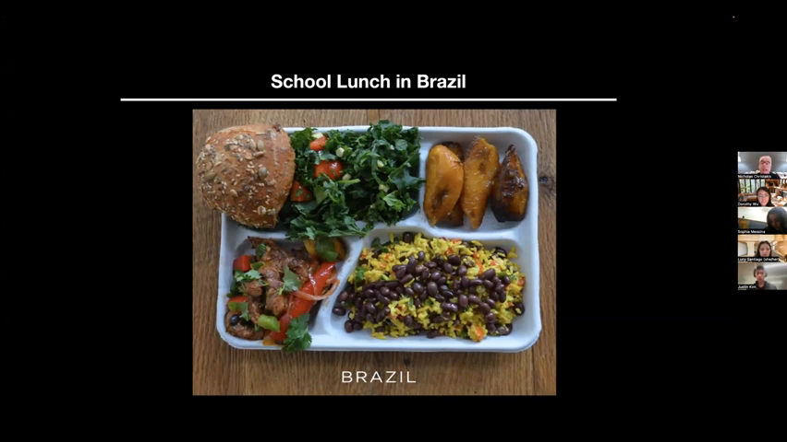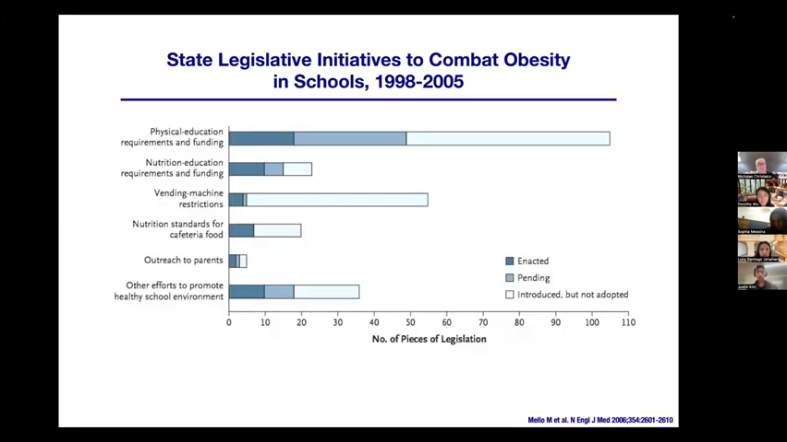Structure versus agency, right? The kids in the schools don't have a lot of choice in what they're served for lunch. Now, this is an old review regarding laws in schools that gives you a sense of the variety of targets. What laws might we pass that might combat obesity by working in schools? Laws regarding physical education requirements and funding, nutrition education requirements and funding, vending machine restrictions, nutritional standards for cafeteria food, outreach to parents, or other efforts to promote a healthy school environment.